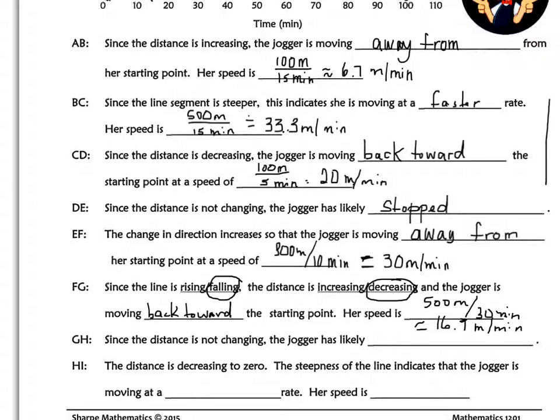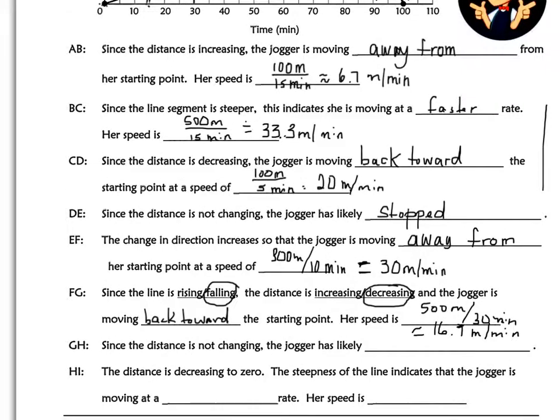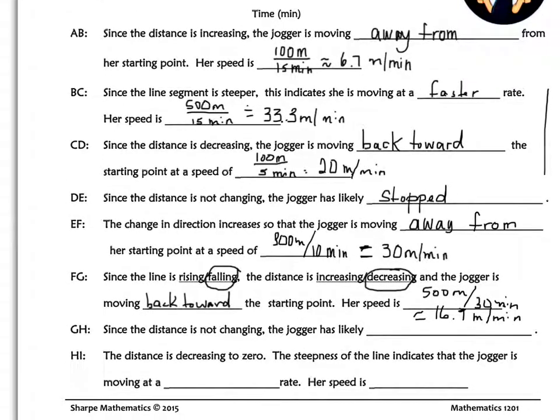So in segment GH, if I go back and look at the diagram again, segment GH, again it looks like there's no change in distance, so that means they've stopped again. So GH indicates that the jogger has likely stopped.